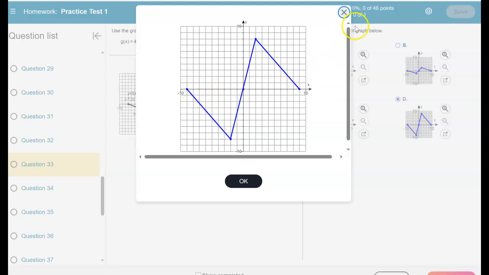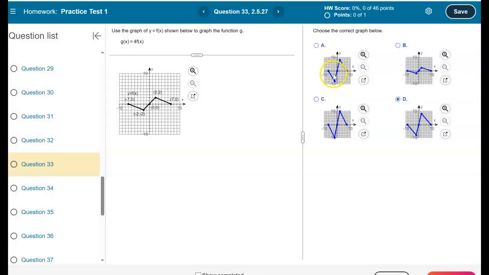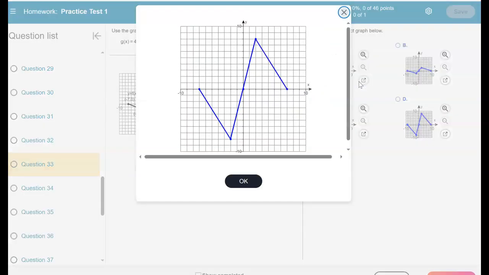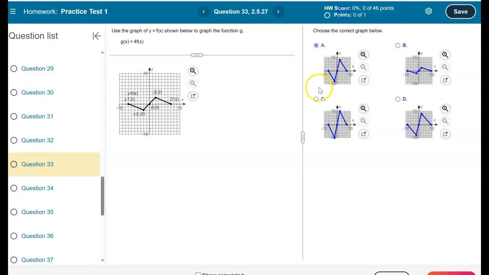So we have to be careful. Again, the right answer will be this curve here because it has negative 7, 0: 1, 2, 3, 4, 5, 6, 7. And then you also have 7, 0. Then we have the points negative 2, negative 8, and 2, positive 8. So this is the correct answer.